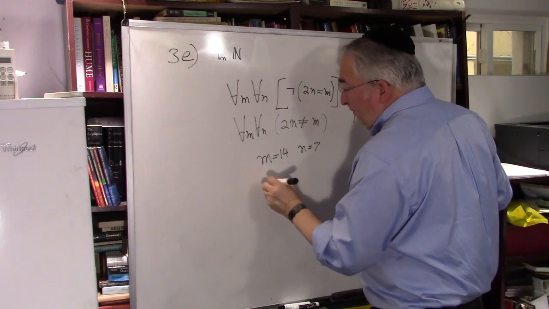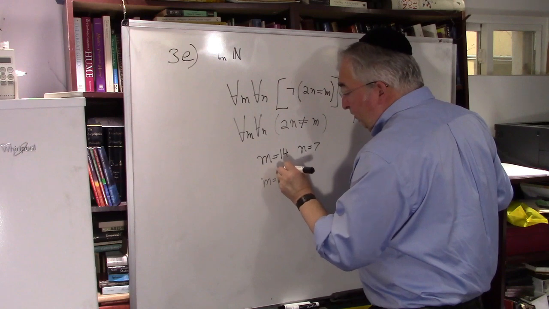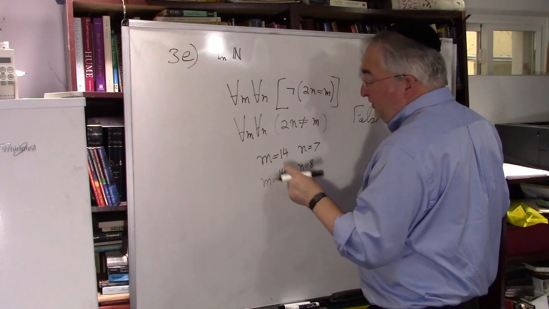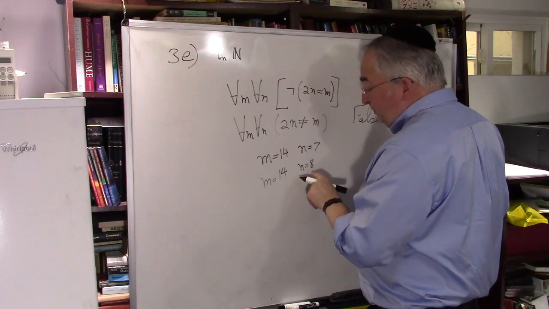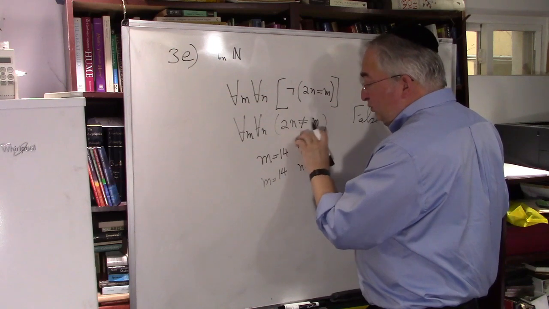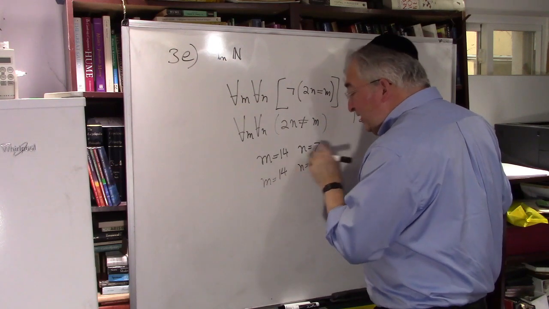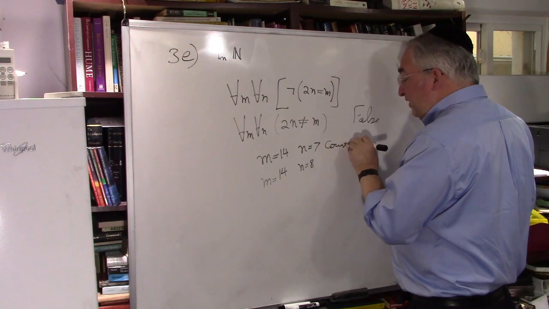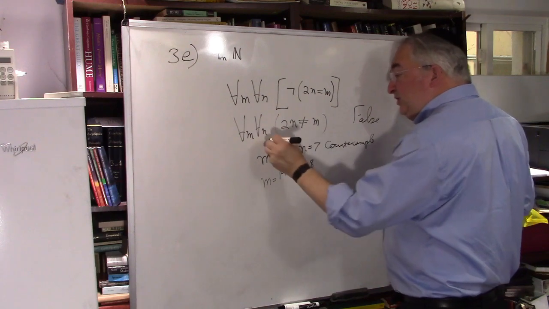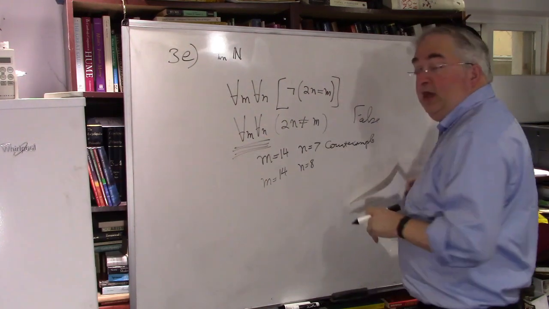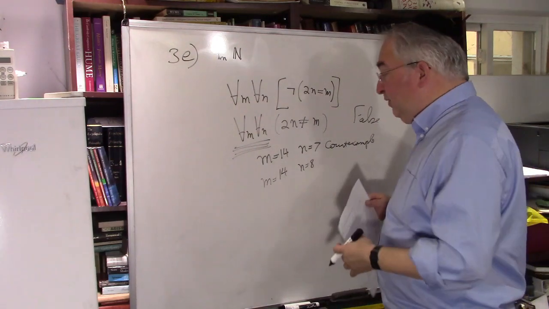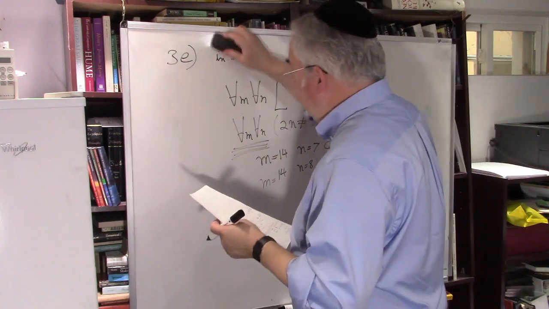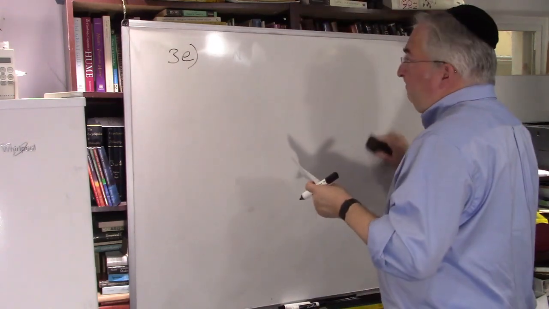For example, m is equal to 14 and n is equal to 8. 2 times 8 is not equal to 14. So in that case, this would be true. But we have one counterexample. We have many of these. I have an infinite number of counterexamples, but this is a counterexample, and therefore it shows that this universal quantifier is false. The counterexamples are enemies of universal quantifiers. Okay, great. Okay, let's do another problem.